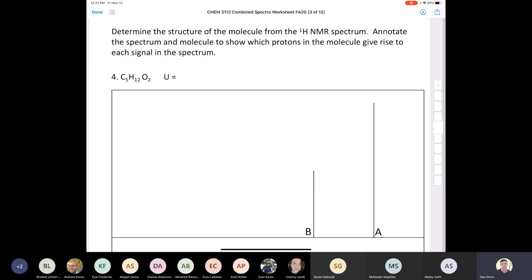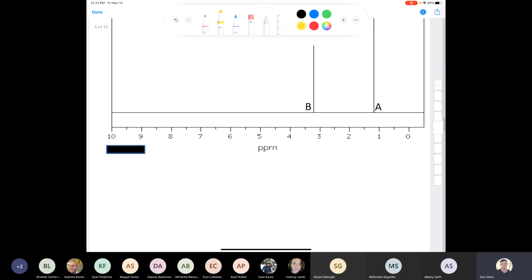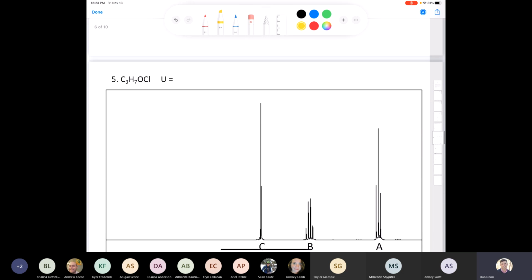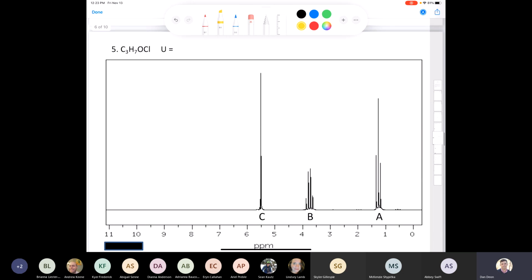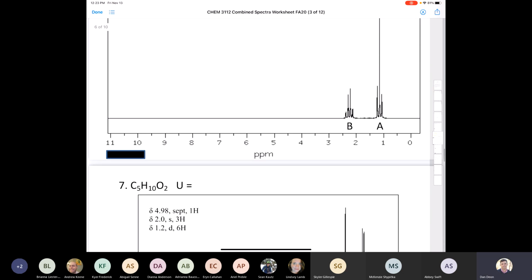And then the next question says, determine the structure of the molecule from just a proton NMR, annotate the spectrum. And so here I've given you a formula. I ask you to calculate the HDI, and you're going to come up with a structure from that. The next one is in the same vein. I just give you an NMR, nothing more than that. You're going to put the structure. You're going to annotate it correctly using the letters. The next one's the same thing, just NMR.